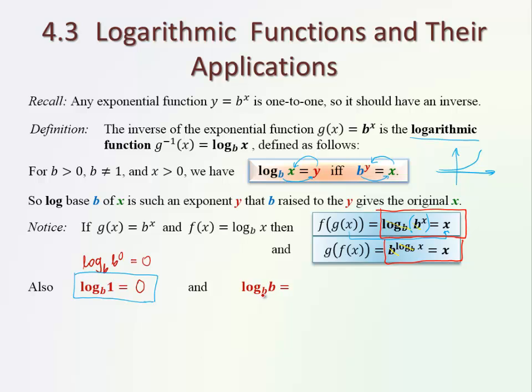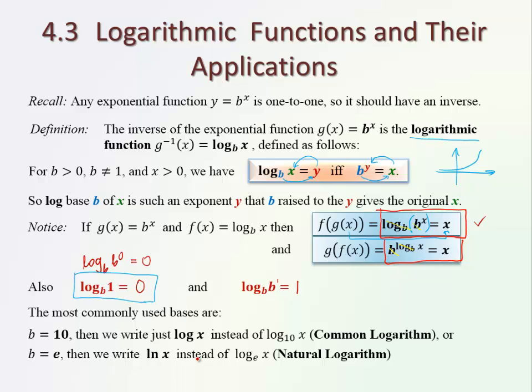Okay, what about log with base b of b? Well, this is even easier because b is b to the 1. So when we cancel log with base b with the base of the exponential function, what's left is just 1. We follow the first property as before.